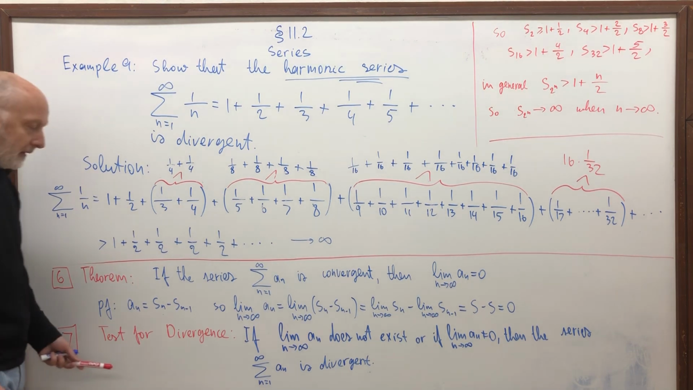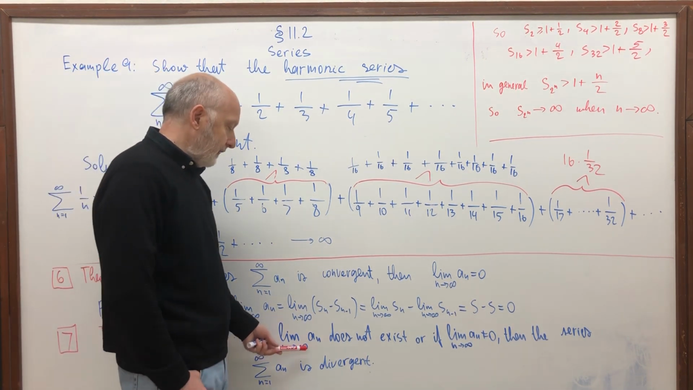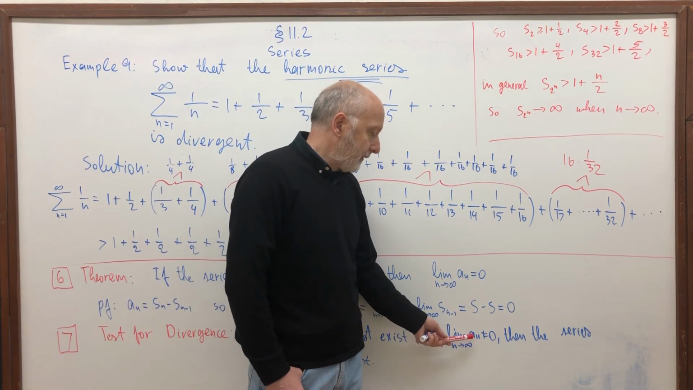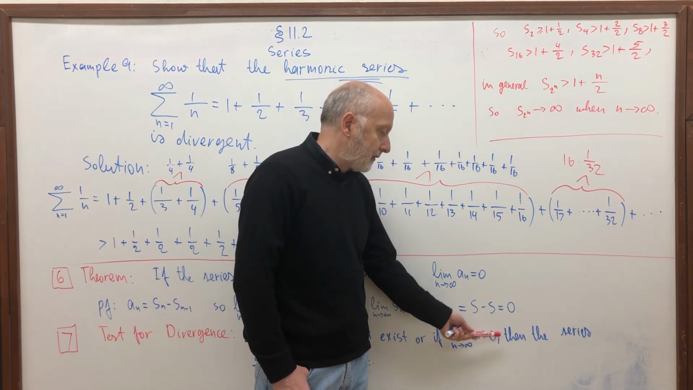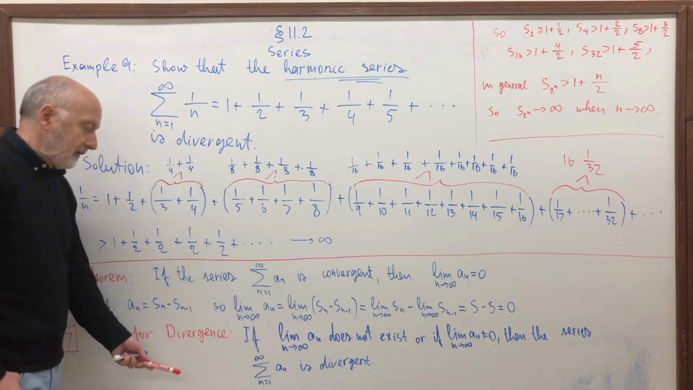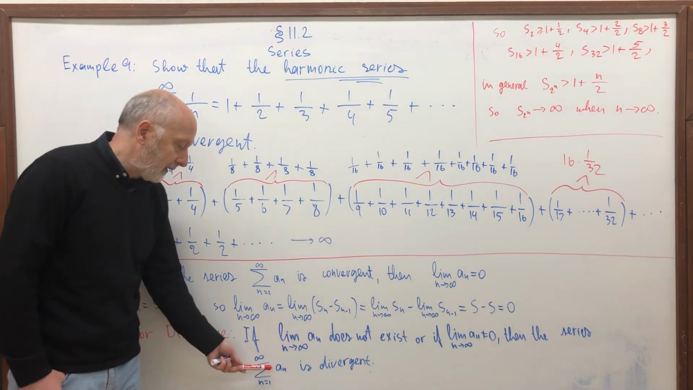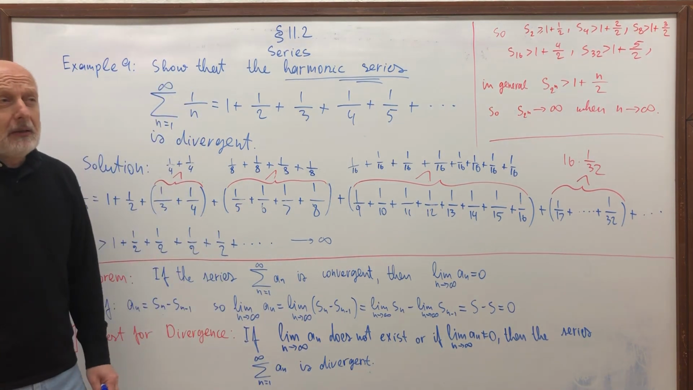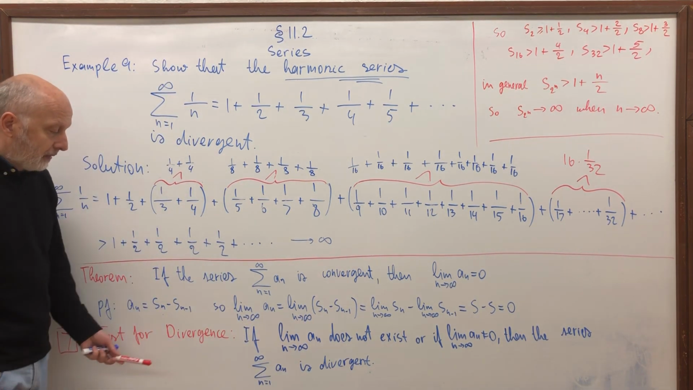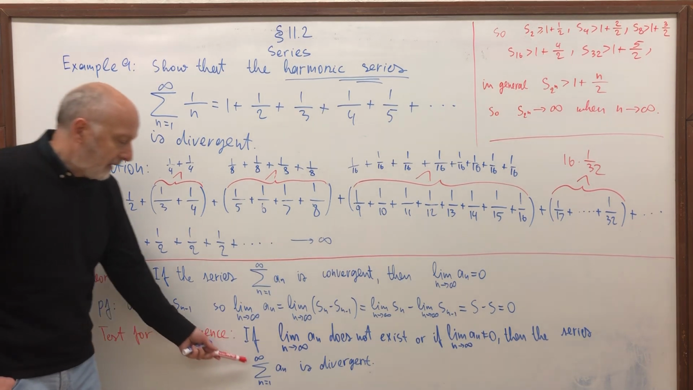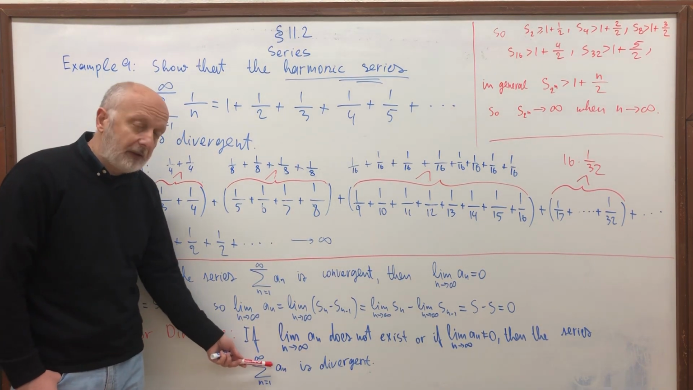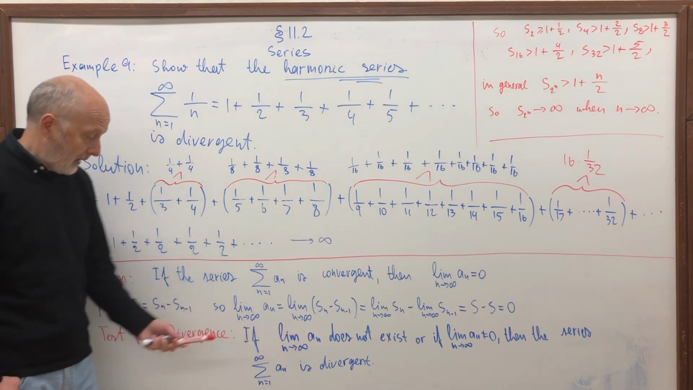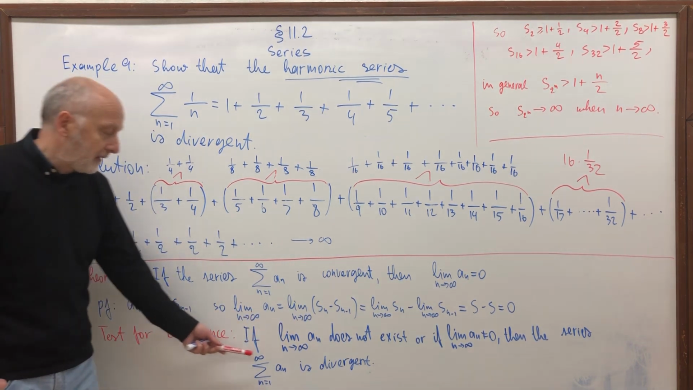Test for divergence. If the limit as n goes to infinity of an does not exist, or if the limit as n goes to infinity of an is not equal to 0, then the series, the summation from n equals 1 to infinity of an, is divergent. Or let's just say this is a necessary condition. For the series from n equals 1 to infinity of an to be convergent, it's necessary, but not sufficient, that the limit of an itself goes to 0.